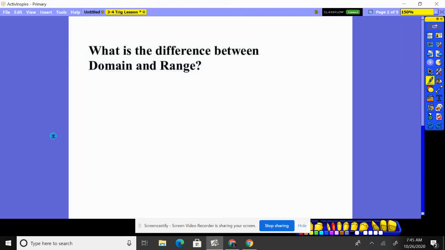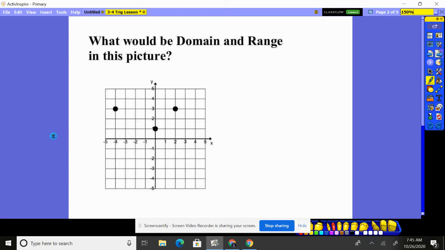All right. So, what is the difference between domain and range? Well, we remember the domain is obviously the x values, the values on our graph where x is occurring, and the range are the y values. So, let's say that we're taking a look at a picture. What would be the domain and range in this picture?